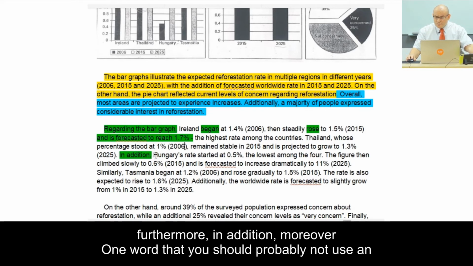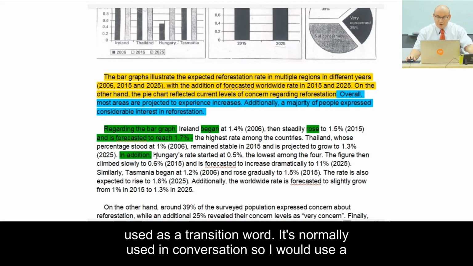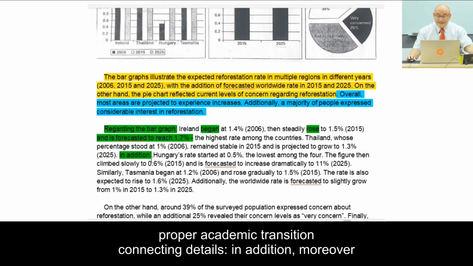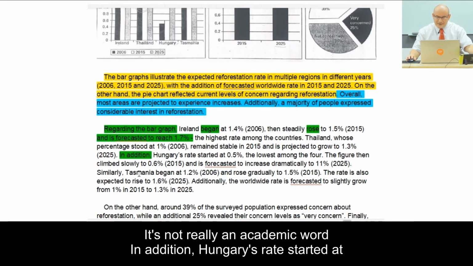One word that you should probably not use in academic writing is besides. I see many students do this, and this is not to be used as a transition word. It's normally used in conversation. So I would use a proper academic transition, connecting details, in addition, moreover, additionally. You can even say also, but don't say besides. It's not really an academic word.